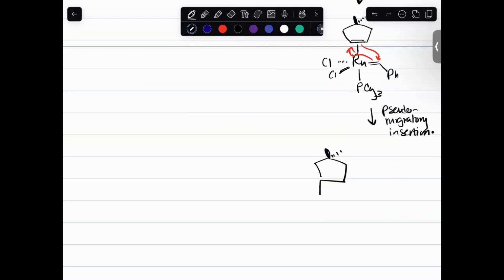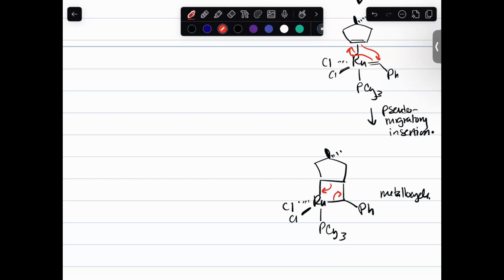Let me go ahead and draw the four-membered ring. Now, usually these are tricky just because you're forming a ring next to a ring, so it can be tricky to see sometimes. There's our metallocycle. Just like before, it collapses, and it collapses to open up the five-membered ring.